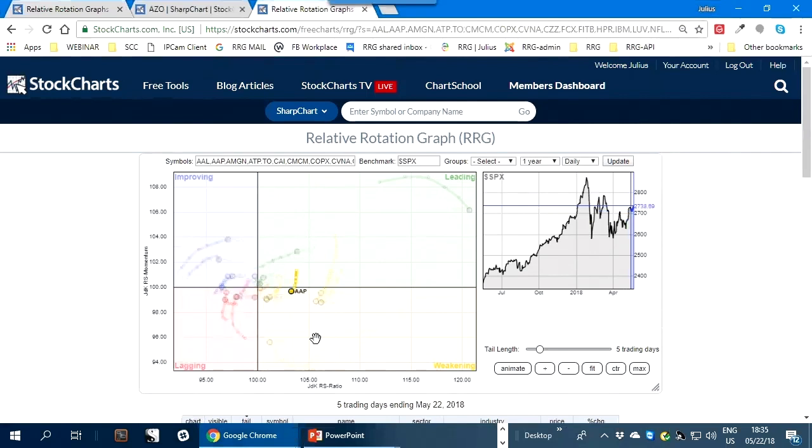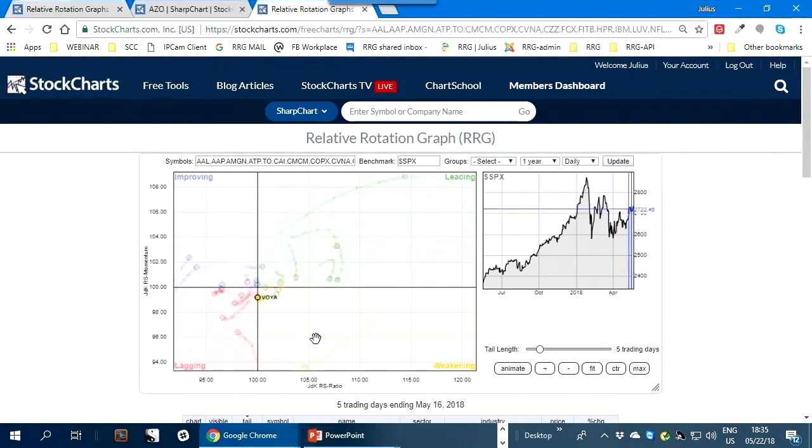This one dropping out of leading, not yet for the time being. No, not Netflix, not for the time being. FITB, I know it's Tom's first choice. I'm not very excited about it from an RRG point of view. It is on the right-hand side. It's a short tail, but let's see what he has to say about it.